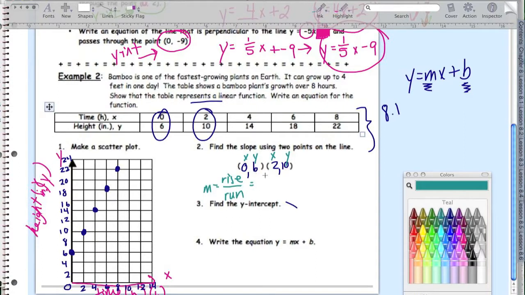Rise is going to be 6 minus 10. I'm going to subtract the y values. My run has to do with the x values, so 0 minus 2. I get negative 4 over negative 2, which is positive 2. So my slope is 2 so far. Then I do my y-intercept. Y-intercept, we said, always goes where the x is 0. So my x is 0 here, so my y-intercept must be 6. And if I look at the graph, that's actually right.